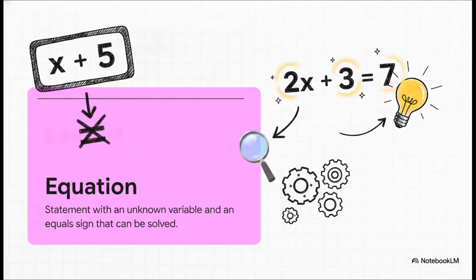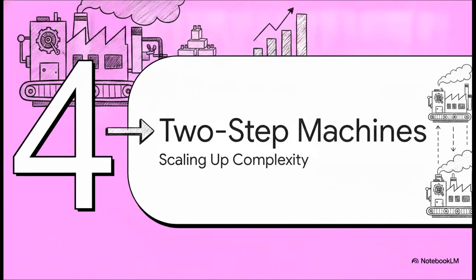And let's quickly clarify what an equation is, because it's a real game changer. Unlike a basic expression, which is really just a statement like x plus 5, an equation is powerful because it literally contains an equal sign. That one little symbol is the magic key that lets us actually solve for our unknown output values perfectly every single time. All right, Section 4, Two-Step Function Machines, Scaling Up the Complexity.